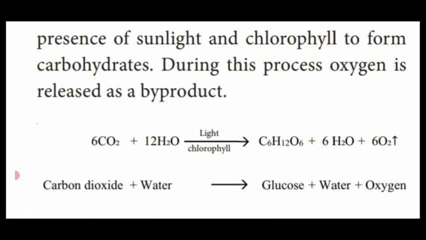The overall reaction of photosynthesis is given here. 6 carbon dioxide molecules plus 12 water in the presence of light and chlorophyll pigment produces glucose, that is C6H12O6 food material, plus 6H2O and oxygen. So this we have already seen in the previous video class. Today we are going to see the next topic, that is how photosynthesis takes place in the plant parts.